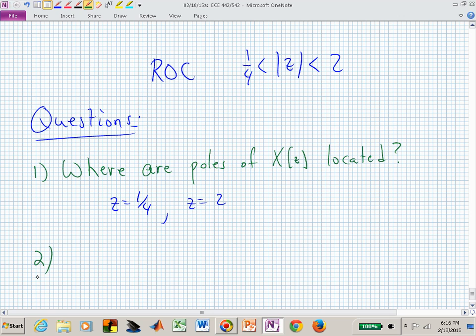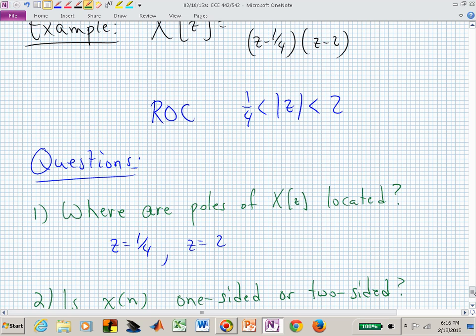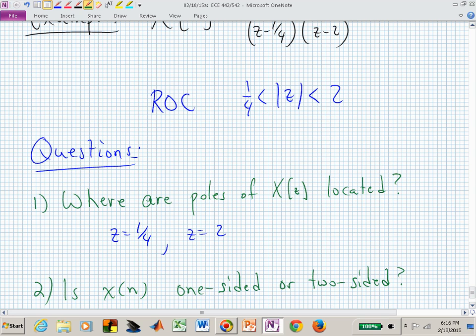Here's another question. Is x of n one-sided or two-sided? And what allows you to make that answer or to provide an answer? Maybe I need a show of fingers. Is it 1 or 2? One-sided or two-sided? Okay, it's 2, isn't it?